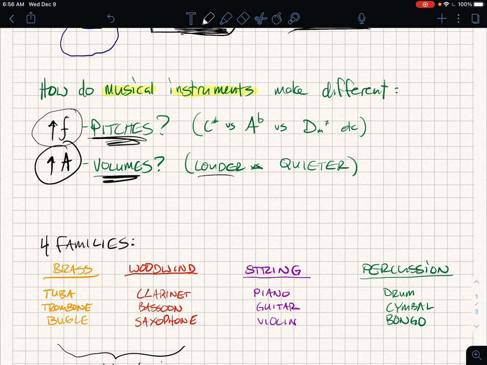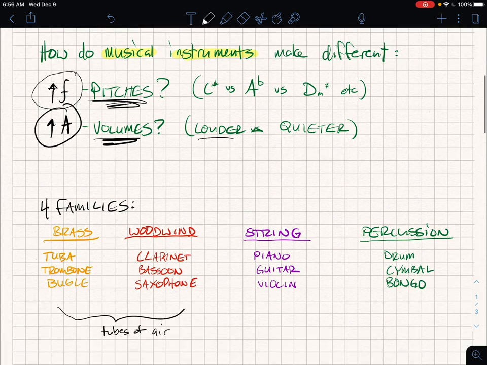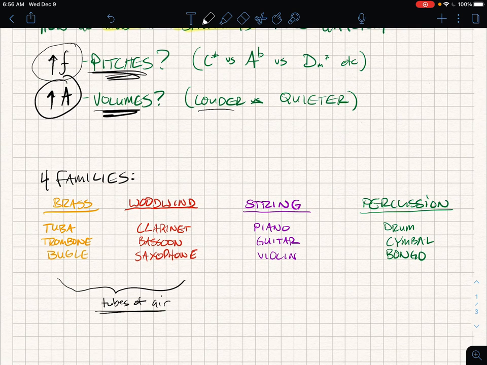Western music has 4 major families of instruments: brass, woodwind, string, and percussion. Brass and woodwind are 2 different types of just tubes of air. So a tuba, a bugle, a clarinet, a bassoon, all of these are instruments that you are using your lungs to blow air through a tube.